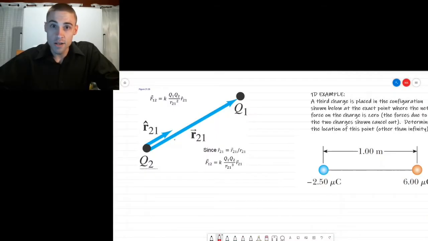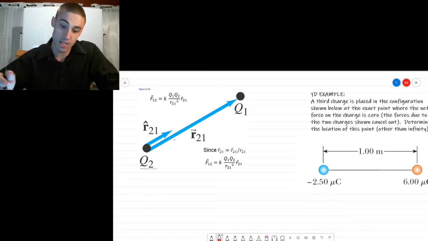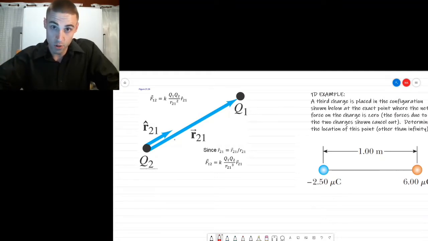Hello everyone, and welcome to my unfinished basement where we will be having class for the foreseeable future, hopefully just the next 4 weeks. So I'm going to pick up right where we left off when we were talking about the Coulomb force before coronavirus hit and turned our whole world upside down. So let's get to it.